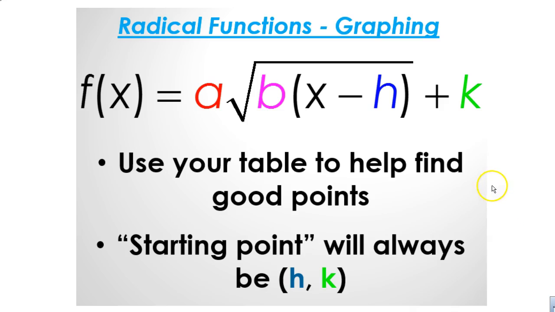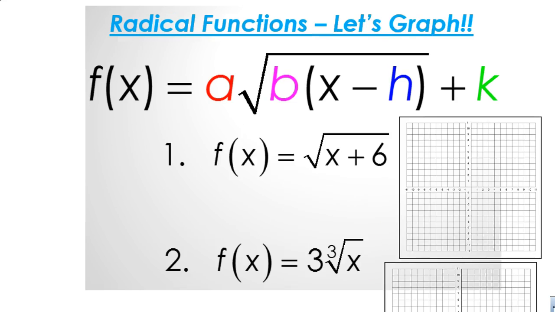So when we're graphing these radical functions, you can use your table to help you find some good points, but I want you to think of this h comma k here, the opposite of what's inside that's added or subtracted from x, and what's outside as the starting point. Especially in a square root function, this is where your first point is going to be, and everything else is going to come out from that starting point.